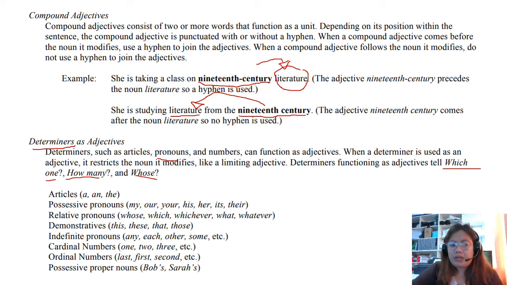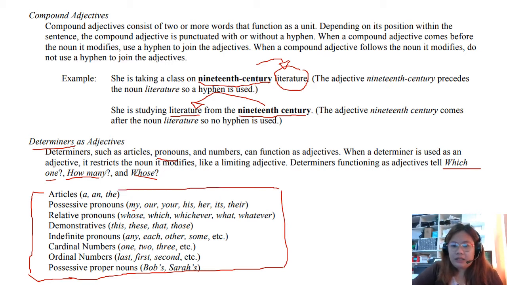For that explanation, you can see the following examples of determiners. Articles are considered determiners. They are a, an, and the. Possessive nouns are also determiners, such as my, our, your, his, her, its, and their, and so on. Take note of this list because it will help you familiarize yourselves with the different determiners that we can use as adjectives.